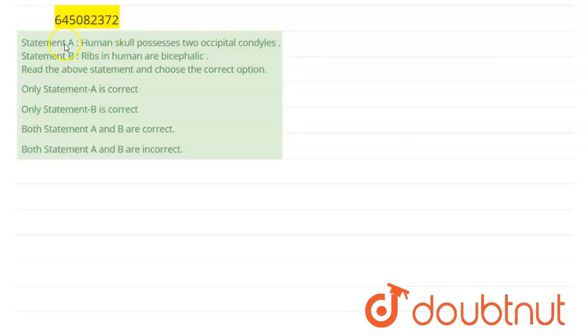Hi students, here two statements are given and you have to say if the statements are right or wrong. So statement A says human skull possesses two occipital condyles. So human skull, we know that it is a part of our central nervous system. The skull protects the brain.